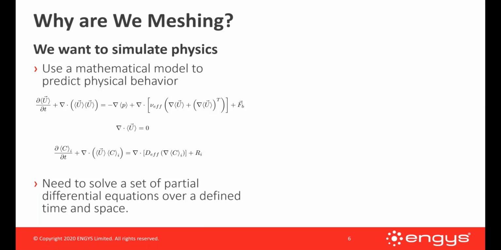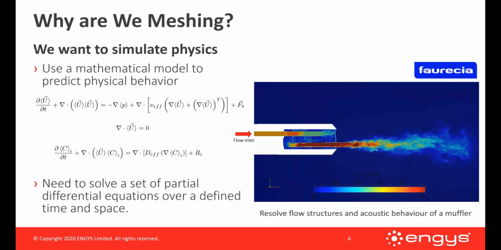So what we do is we have these model equations, but we need to solve this set of partial differential equations over a defined time and space. That's one single phrase that encompasses a lot of different components of computer science, linear algebra, and fluid dynamics, so a lot of that is lumped into these 2 points. One example is from Faurecia, where we wanted to resolve the flow structures and acoustic behavior of a muffler. This was a particularly challenging case because if we're talking about acoustics, then we're talking about very small timescales.